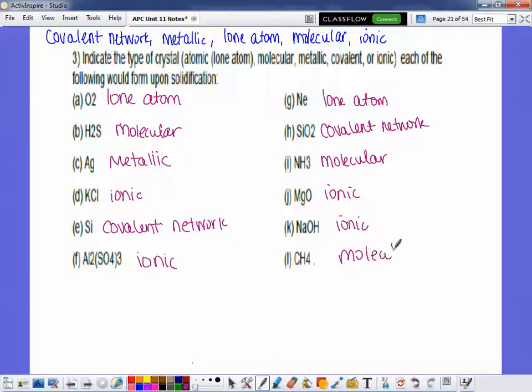Good. Just because it contains carbon does not mean it's always a covalent network. It's a covalent network with carbon if it's just carbon. Okay? And silicon, really the only ones are silicon and then silicon dioxide. Okay? So, let me retie my shoe and then we'll talk about some more stuff. All right.